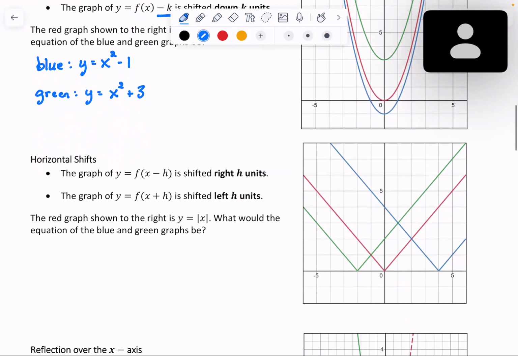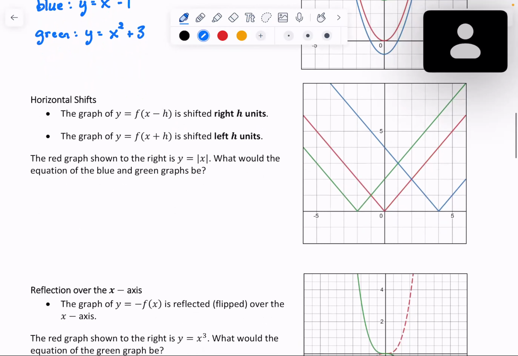It says the graph of y equals f of x minus h is shifted right h units, and the graph of y equals f of x plus h is shifted to the left h units. It's weird because here we have a minus h. You think it would be shifting it to the left, but indeed it's actually shifting it to the right. But just think of it this way. Whenever you have a minus in front of the h, it's going to the right. Whenever you have a plus, it's going to the left.